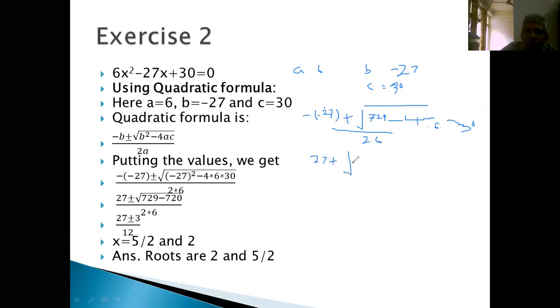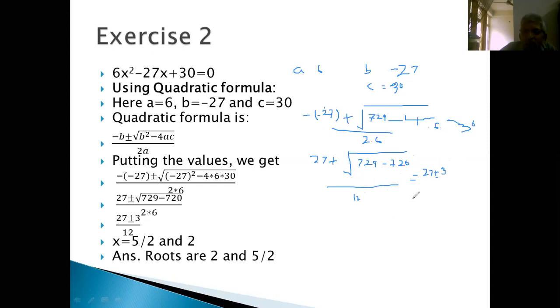now this is under root 729 minus, here it is 4 sixes are 24 into 30 is 720. So we get 729 minus 720 divided by 2 into 6, that is 12. Or I get 27 plus minus, here I am getting plus minus under root of 9. Under root of 9 is plus minus 3.